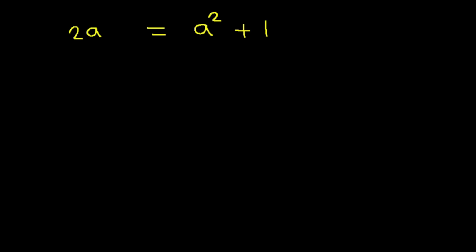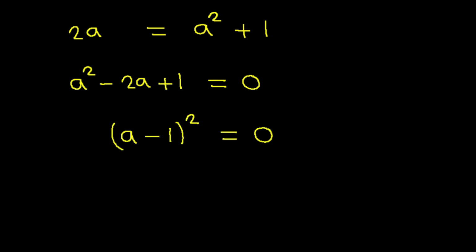Let's bring everything to one side. a squared minus 2a plus 1 equals 0. This is a perfect square trinomial. It factors into a minus 1 whole squared equals 0. This implies that a minus 1 is 0, so a must be equal to 1.